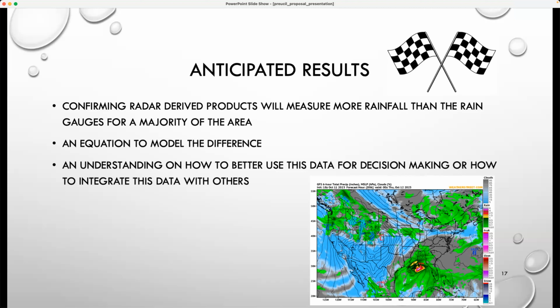Any other questions for Christina? Looks like we have one from Jim. You talked about issues with observation data. Are you approaching this from the standpoint of the observational data being more correct than the radar derived, or just modeling the difference between the two?